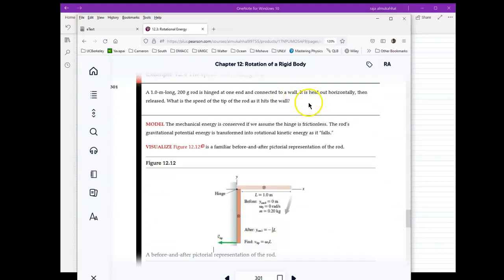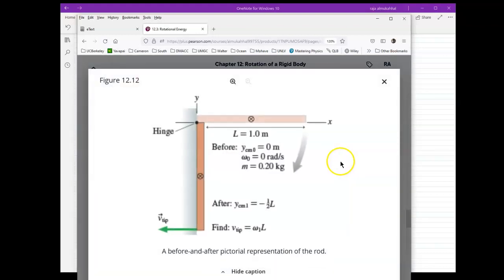Connected to a wall. It is held out horizontally, then released. What is the speed of the tip of the rod, which is at the bottom right here, as it hits the wall? So here is the picture magnified. So here's the rod. The center of mass is right in the middle. The length of the rod is 1 meter.